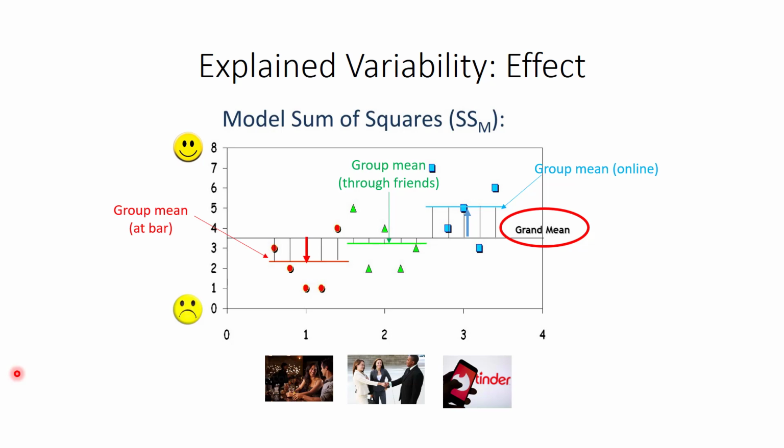To calculate the explained variability, we estimate the differences between each group mean and the grand mean. We square those differences and add them up. This is basically the effect of the group on couples' happiness scores.